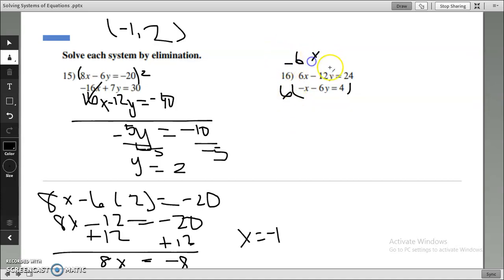So I get negative 6x minus 36y is equal to 24.